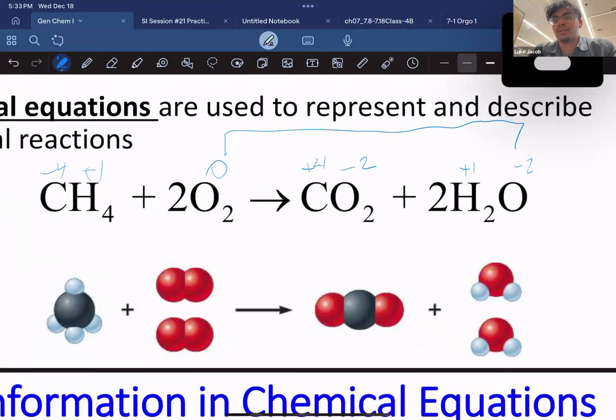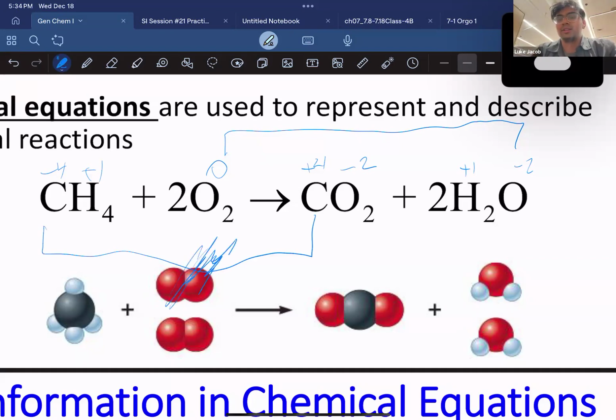A redox reaction involves a change in electrons, right? You see here how this is a 0 charge, and then it goes to a -2, right? That means it actually got reduced, gaining electrons. Reduction is always gain of electrons, and oxidation is always loss of electrons. You see here it goes from -4 to +4. That means it lost 8 electrons.